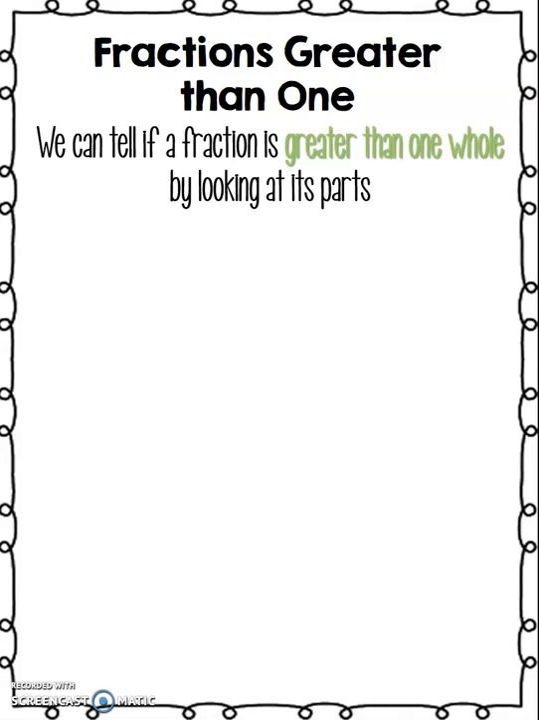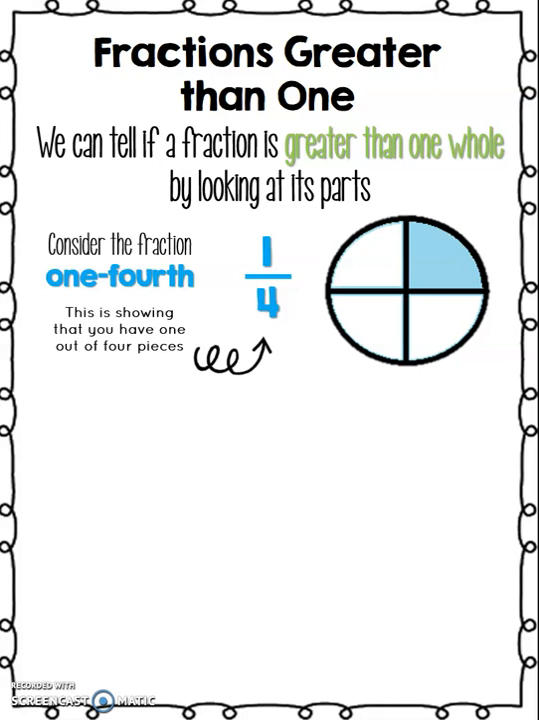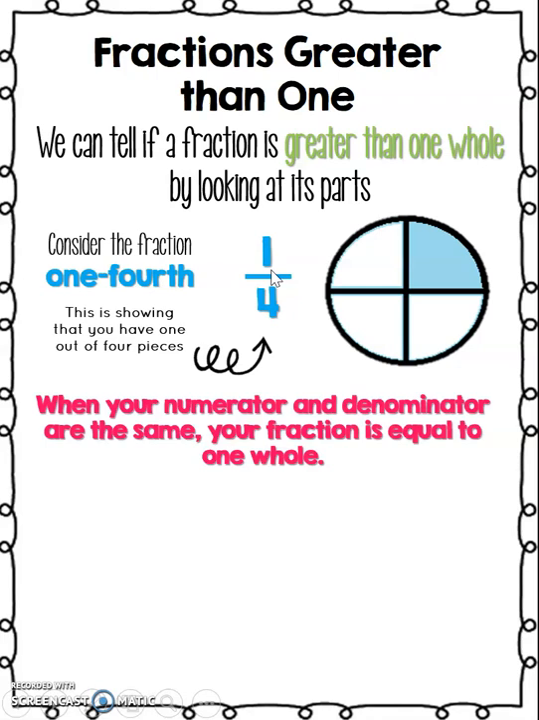Now let's take a look at one more type, and this is when fractions become greater than 1. We can tell if a fraction is greater than 1 whole, yep, you guessed it, by looking at its parts. So again, if we have the fraction 1/4, that's showing that we have 1 out of 4 pieces, and I know that this is less than 1 whole because my numerator of 1 is less than my denominator of 4. In other words, the number of pieces that I have shaded in is fewer than the number of pieces it takes to make up 1 whole. When our numerator and our denominator are the same, we know that our fraction is equal to 1 whole. So when we had 4/4, that was the whole number 1 in disguise.